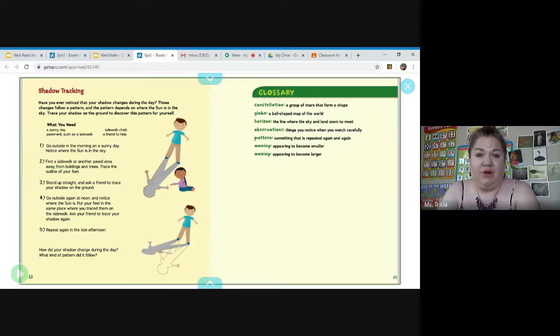And then observe, how did your shadow change during the day? And what kind of pattern did it make? Did it go from east to west?